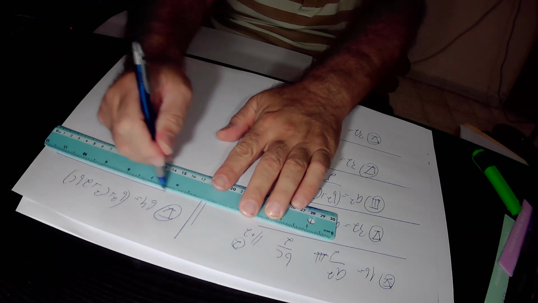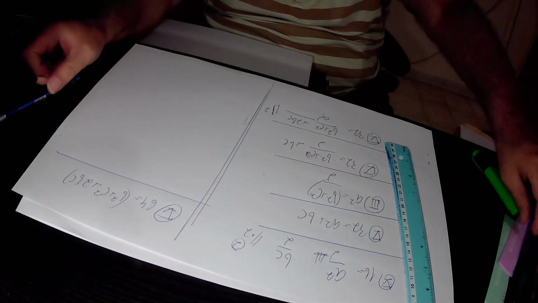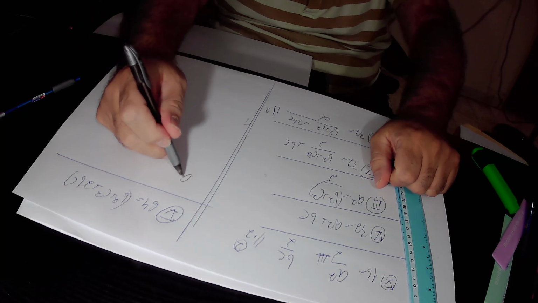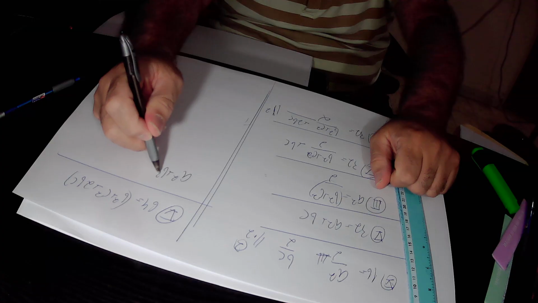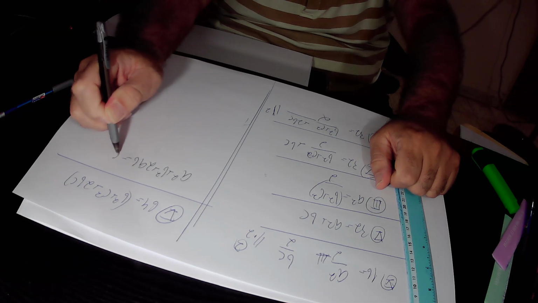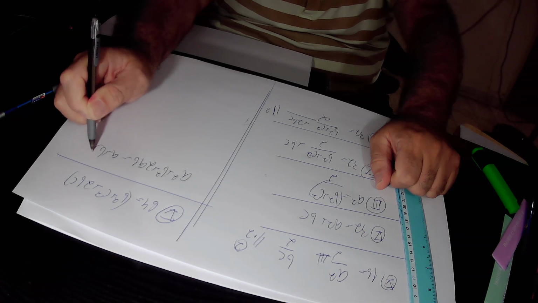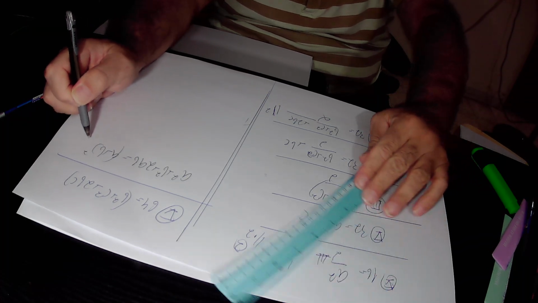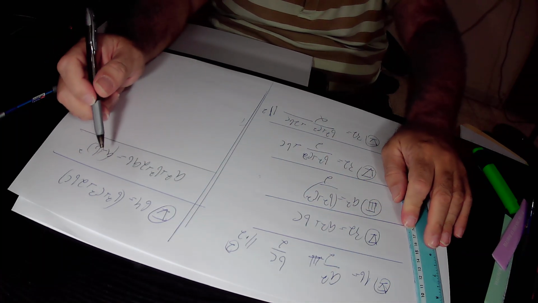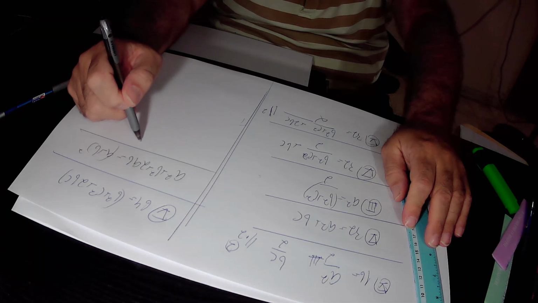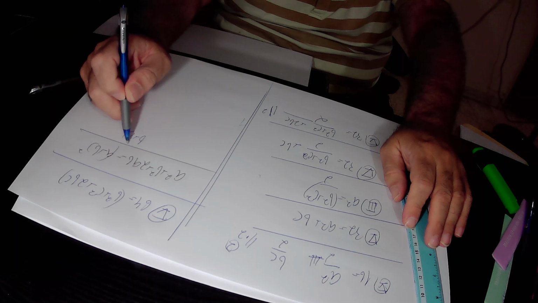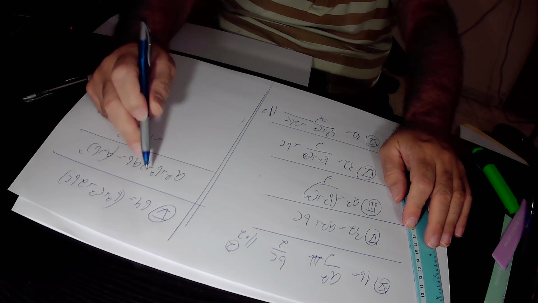Here we use the algebraic identity that says that a square plus b square plus 2 times a times b equals to a plus b square. According to this algebraic identity, we get that b square plus c square plus 2 times b times c equals to b plus c square, and it is equal to 64.